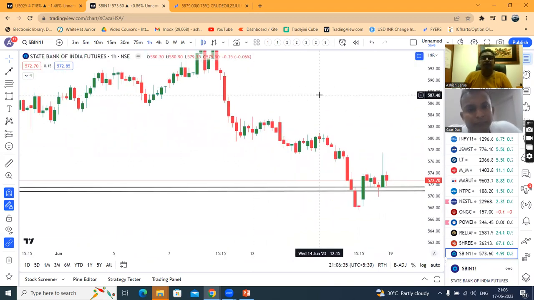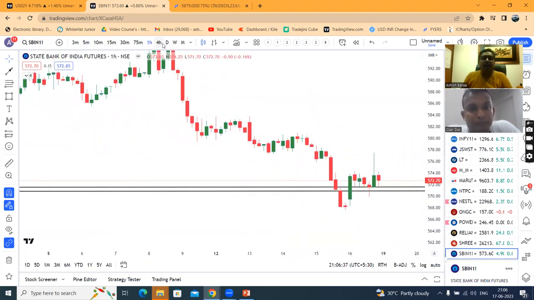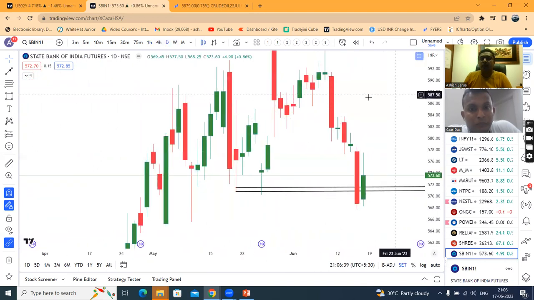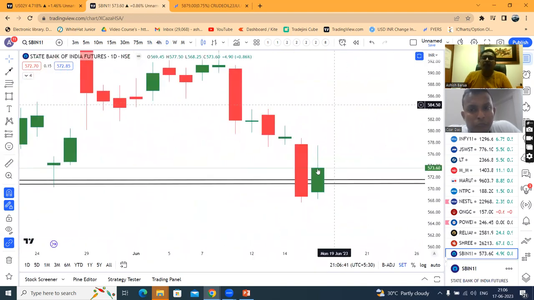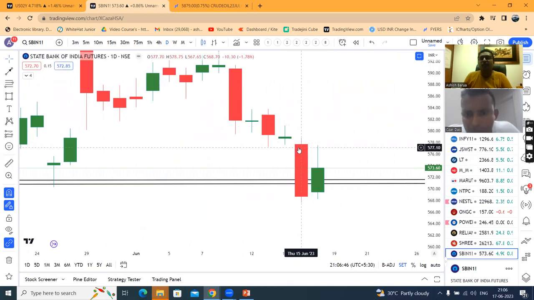Now, if I say this candle, what you see here, opened higher, closed lower, or opened lower, closed higher? Second one, red one.